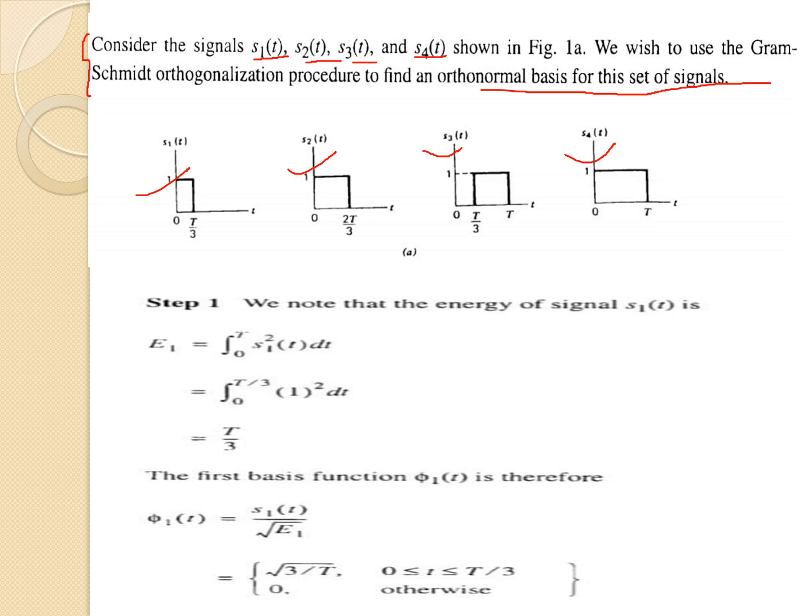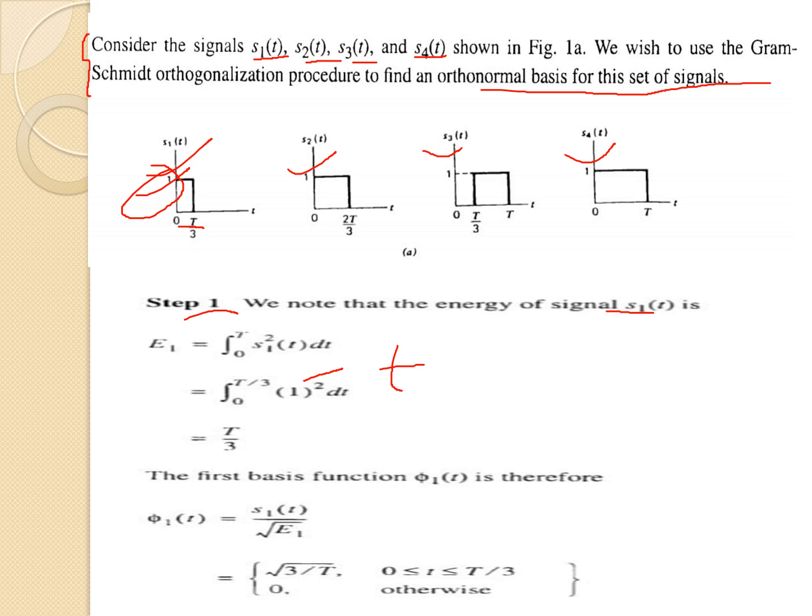find the output. In step 1, we note that the energy of signal s1 is the integral from 0 to T of s1 squared of t dt. For s1 of t, we consider this particular waveform. Here, this is the formula, and for this waveform, the period varies from 0 to T by 3. So the integral from 0 to T by 3, and the given amplitude is 1, so 1 squared dt.